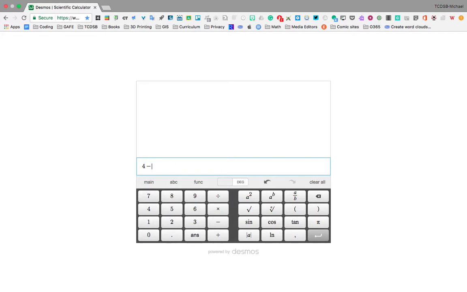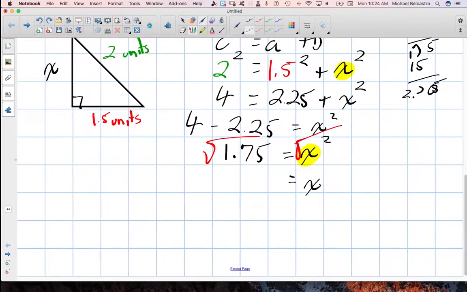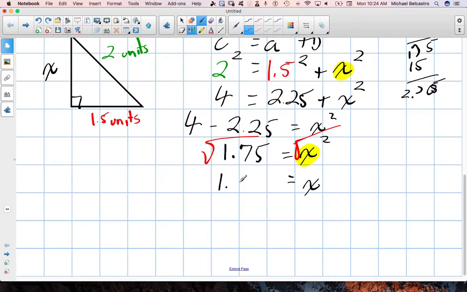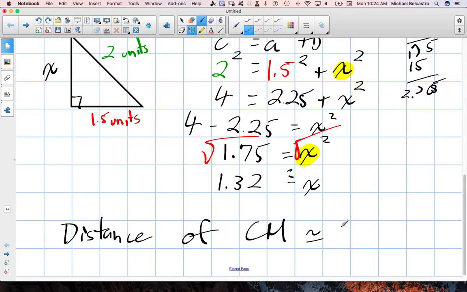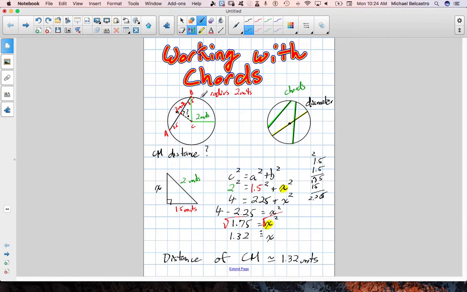Square root of 1.75 is approximately 1.32. So the distance of CM is approximately 1.32 units. Okay, and we did that by using our property of chords and radius and diameter.